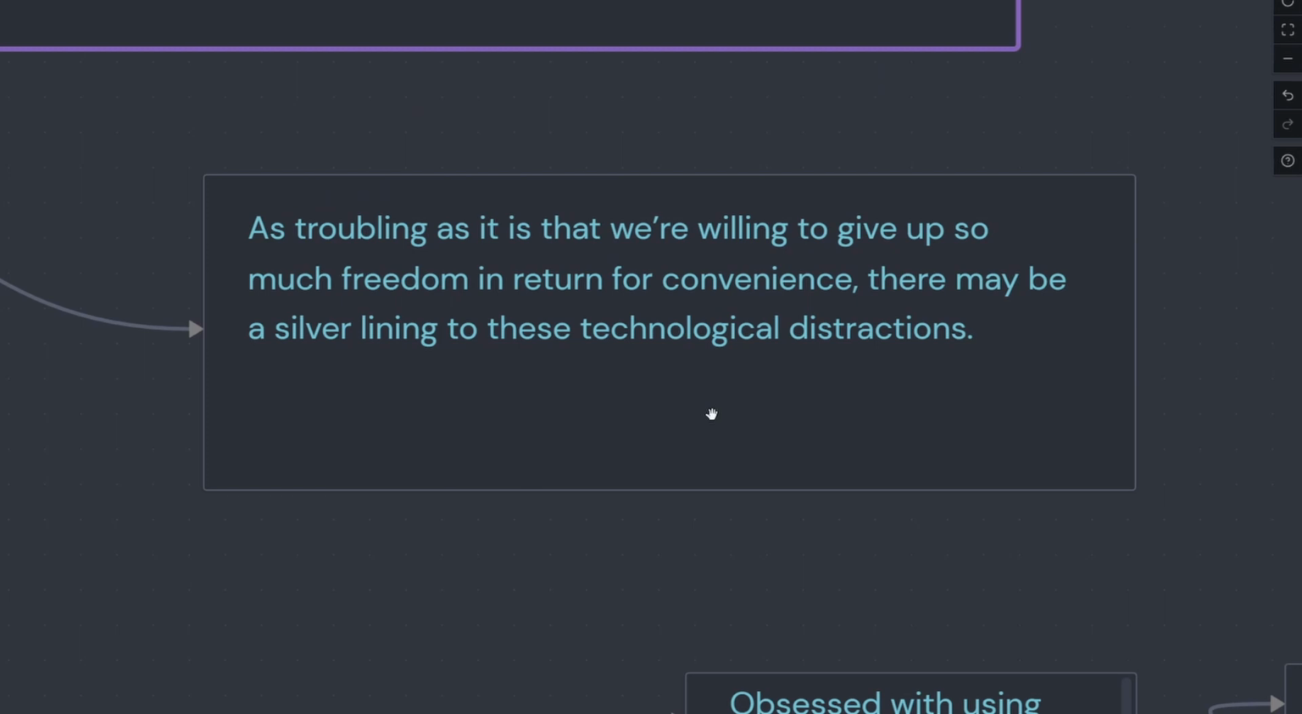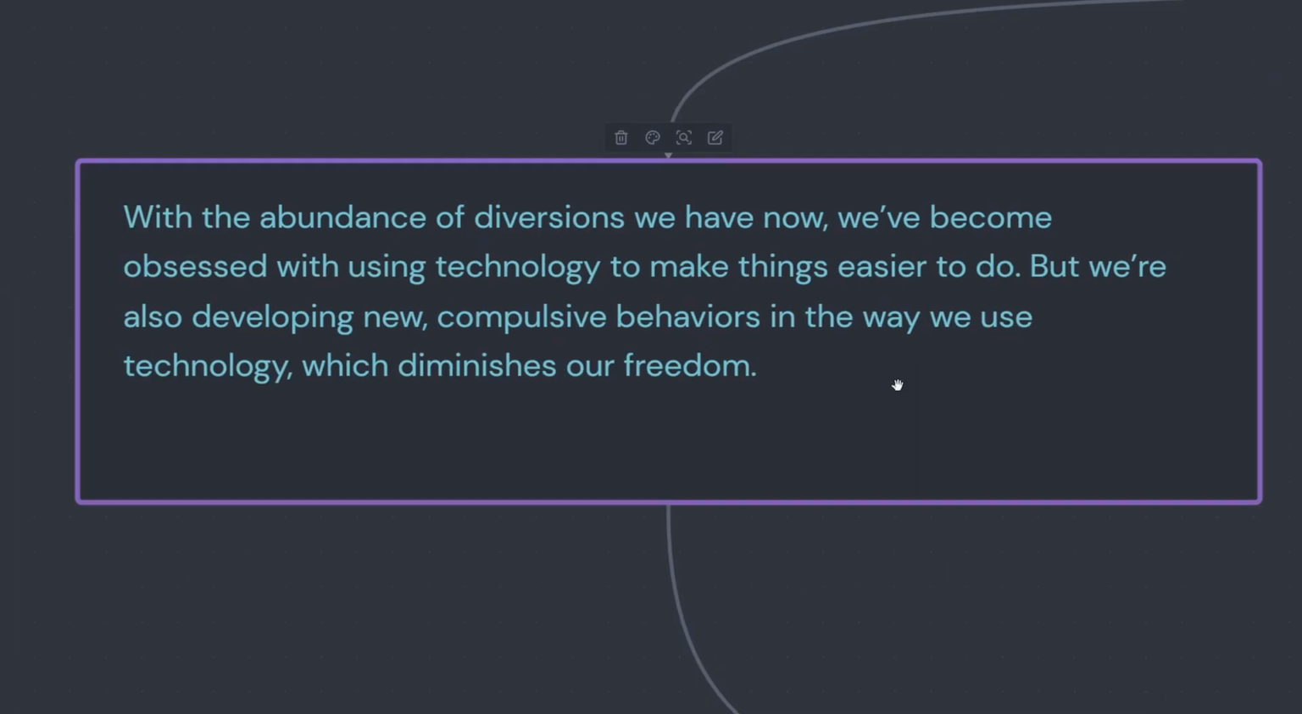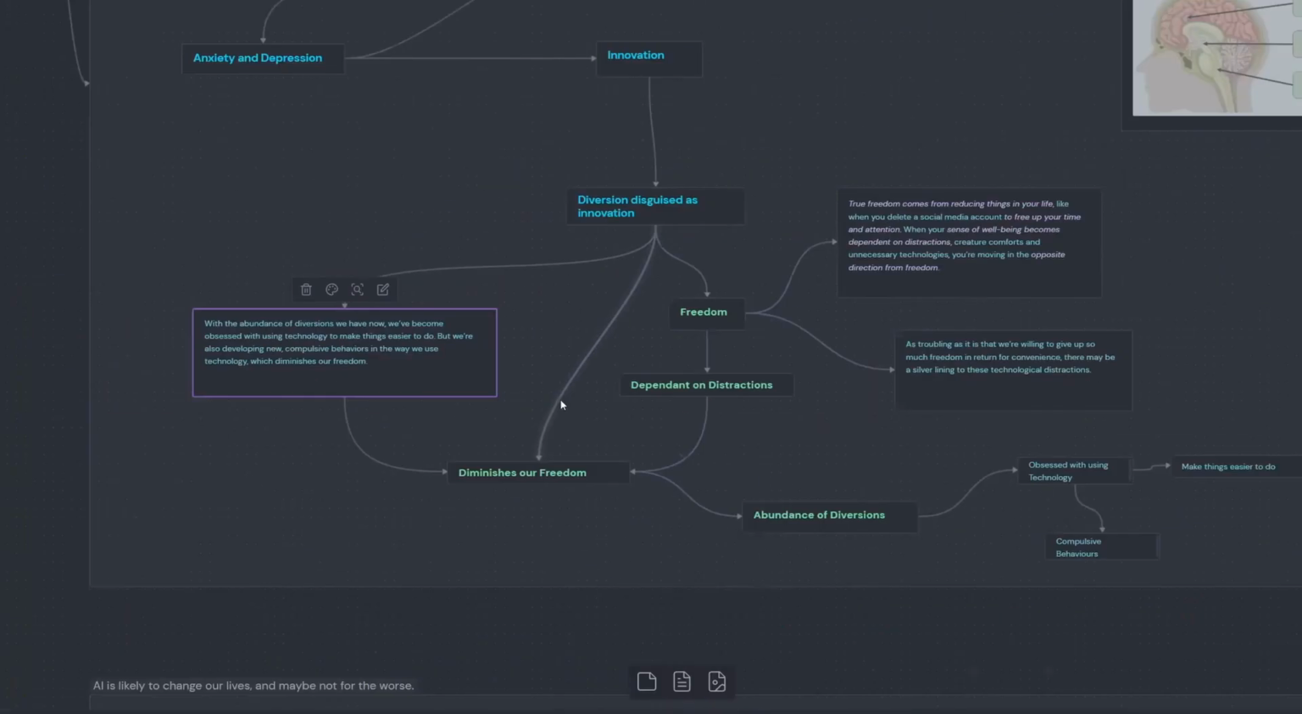There may be a silver lining to these technical distractions. With the abundance of diversions we now have, we're becoming obsessed with using technology to make things easier to do. But we're also developing new compulsive behaviors in the way we use technology, which diminishes our freedom.